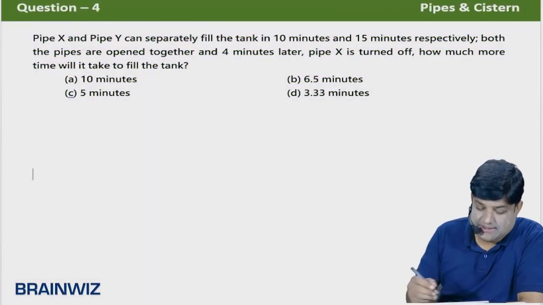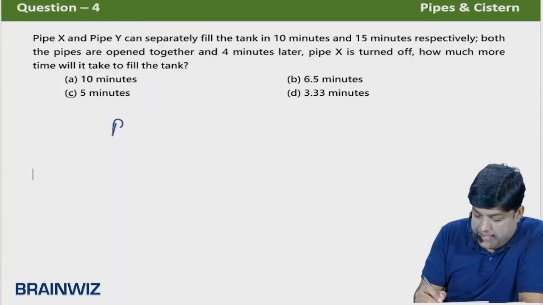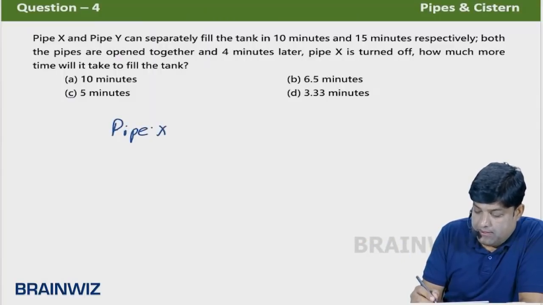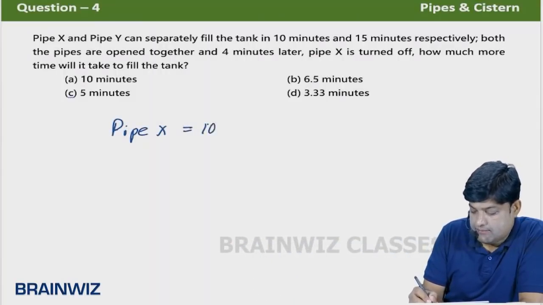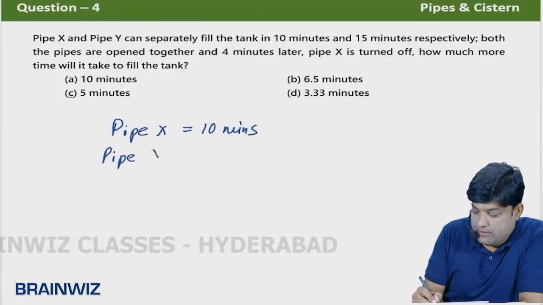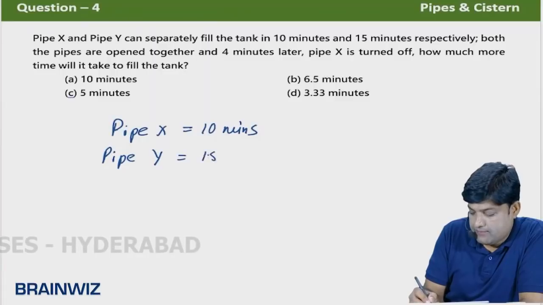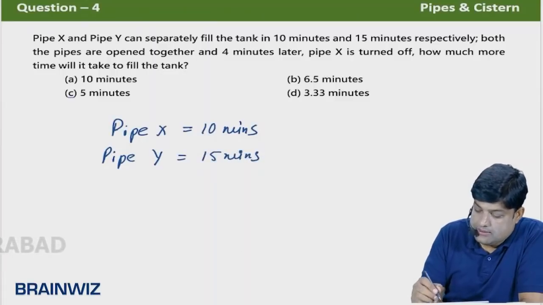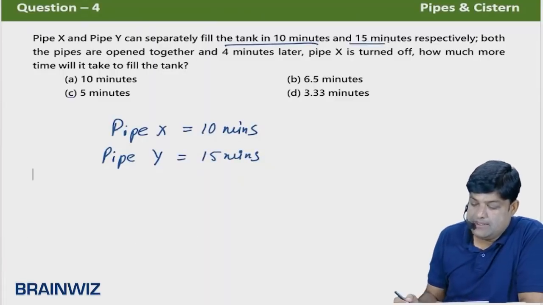Now, the question says here that pipe X can fill the tank in 10 minutes. It also says that pipe Y can fill the tank in 15 minutes. So these two data points are given to you: 10 minutes and 15 minutes.